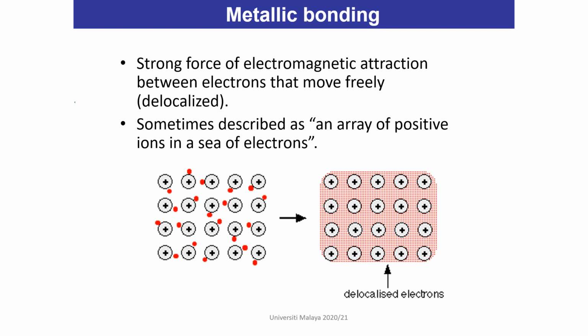As the boiling points and melting points depend on the type of bonding, we need to know about the bond elements in the periodic table have. For metals, it is the metallic bonding. Metallic bonding is a strong force of electromagnetic attraction between electrons that move freely, or are delocalized. Sometimes it is described as an array of positive ions in a sea of electrons. The red dots indicate the delocalized electrons.